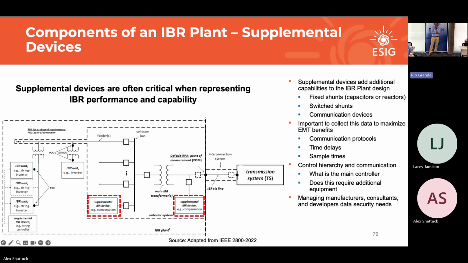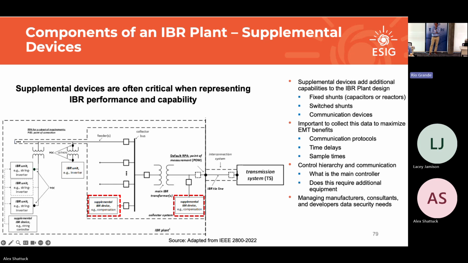The discussion is very similar for supplemental devices, but basically these are fixed shunts that are there, simple fixed shunts. They're just doing something on their own. Switch shunts that are communicating with the rest of the plant controllers, which leads into complex controller interactions, and maybe a main controller with the plant controller and a secondary controller with fixed shunts to keep you in nominal ranges. A lot of different possibilities with these supplemental devices.